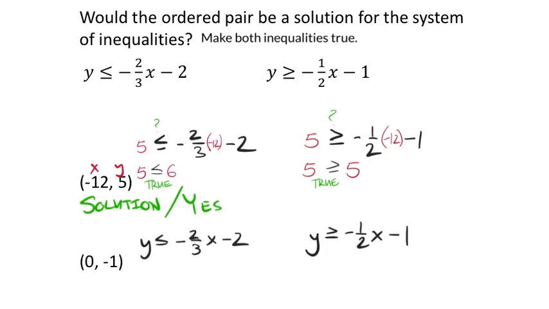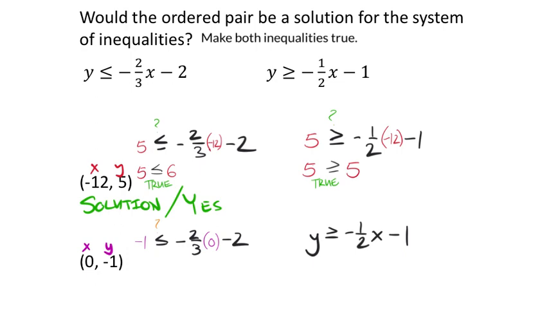This next ordered pair gives us a new x value that's 0 and a new y value that's -1. So once again, we're just going to go into both equations. I'll start with this: y is less than or equal to -2/3 x minus 2. I will replace the x with 0, and then I'll replace the y value with -1, and I will check for truthfulness. Again, it has to be true for both equations. So if I get a false statement on this one, then right away I would know that it couldn't possibly be a solution for the system.